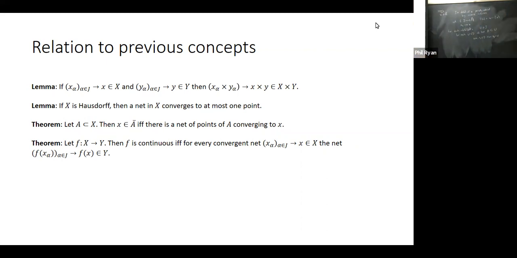And then going in the other direction, if there's a net of points converging to X, then just by looking at this, we see that each neighborhood of X intersects A. And so that's the definition of being in the closure. So that theorem works.